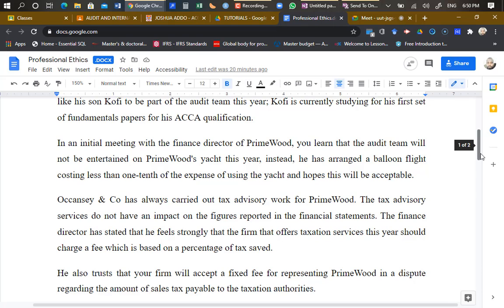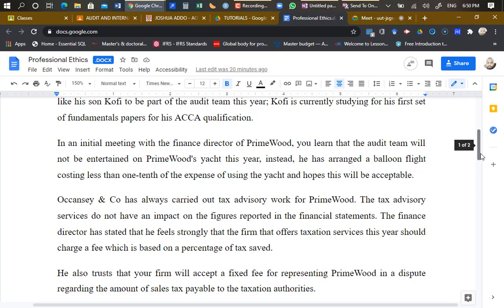Instead, the finance director has arranged a balloon flight costing less than 1/10 of the expense of using the yacht, and hopes this will be acceptable. Okansi & Co. has always carried out tax advisory work for Primewood. The tax advisory services do not have an impact on the figures reported in the financial statements.